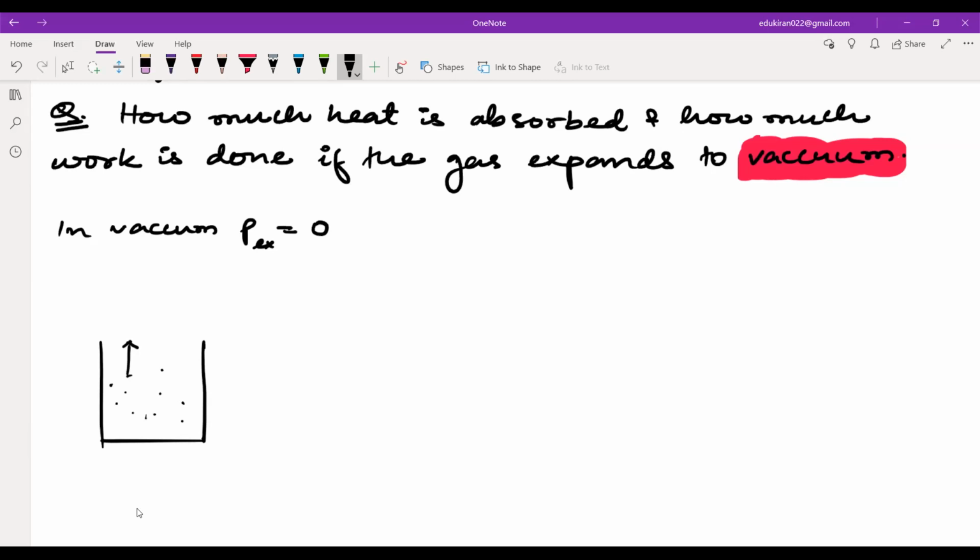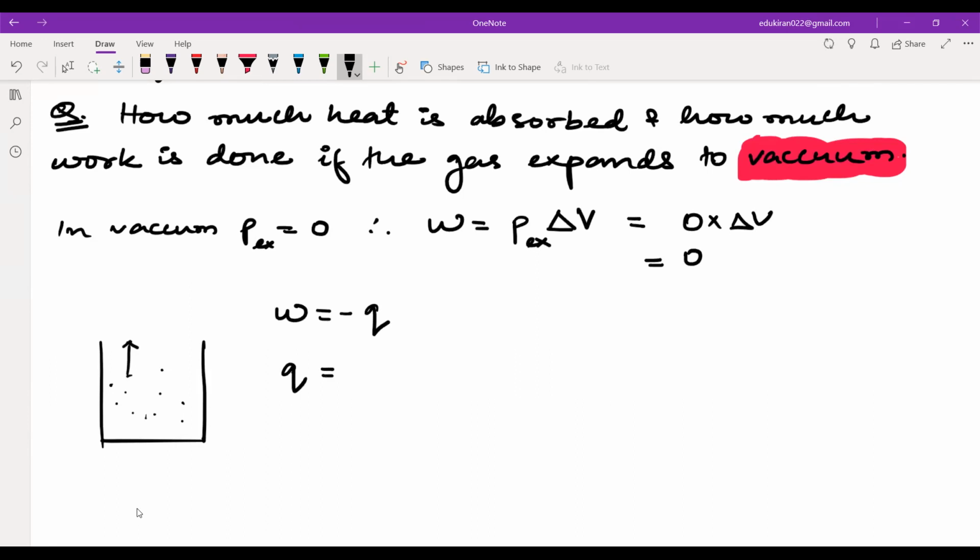So in vacuum, P external is equal to 0, and therefore the work done, you can write this in terms of the formula, but in this case you don't even need it, because the work will be equal to 0 times delta V, which is equal to 0. And since W is equal to minus Q, Q will also be equal to 0, and delta U will also be equal to 0. Okay, so write this down. I hope all of you understood this.